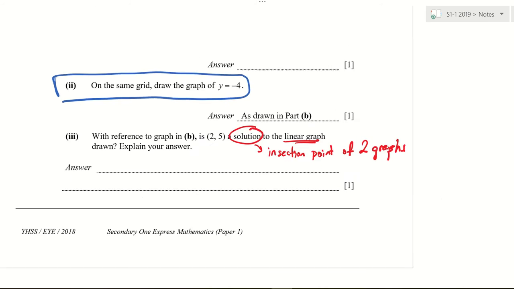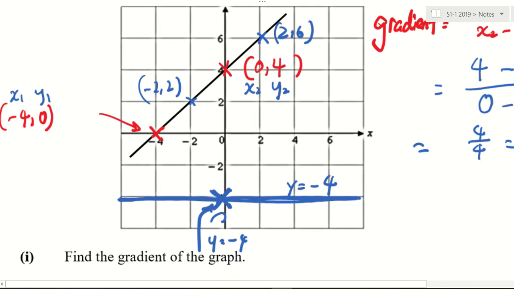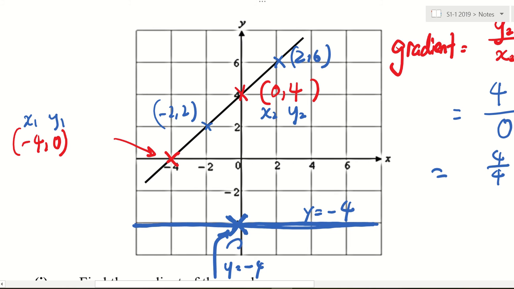I have the black line. I have the blue line. They say 2, 5. Can you mark a point on your graph where is 2, 5? All done with this? So let me scroll to the graph. Can you tell me where is 2, 5? 2 is here. Where is 5? In between of 4 and 5, right? So this is the point. My question is, is this point the meeting point between the black and the blue? No, right? So therefore, is this the solution? No. Can follow?